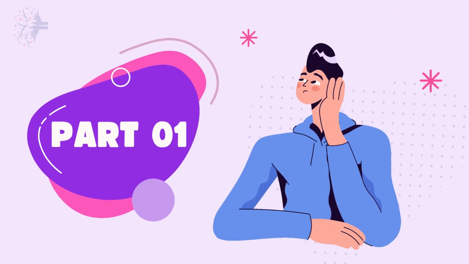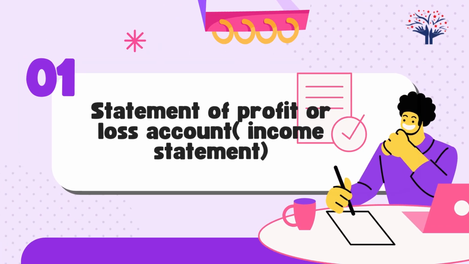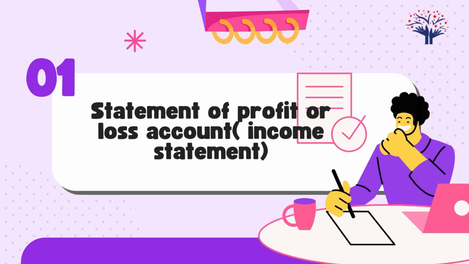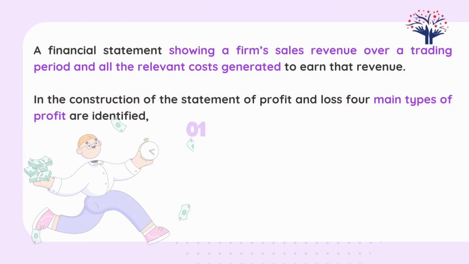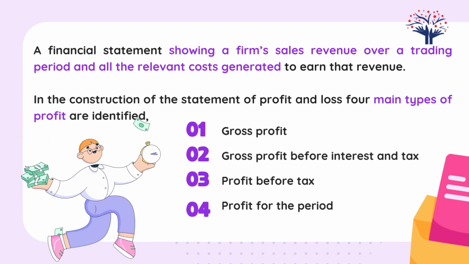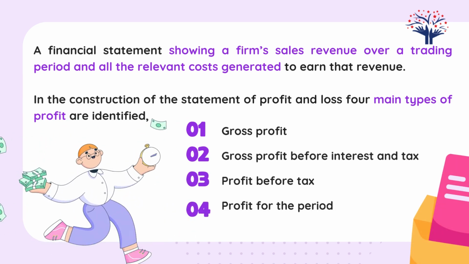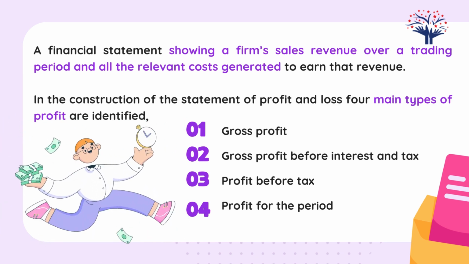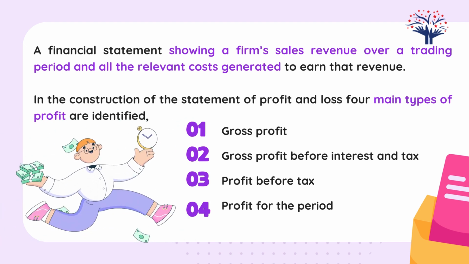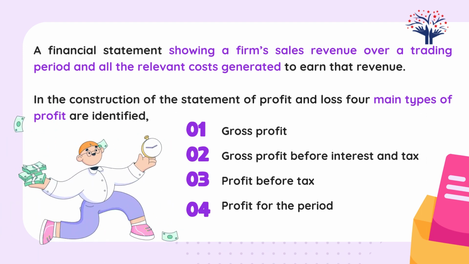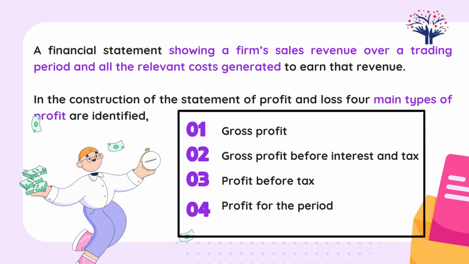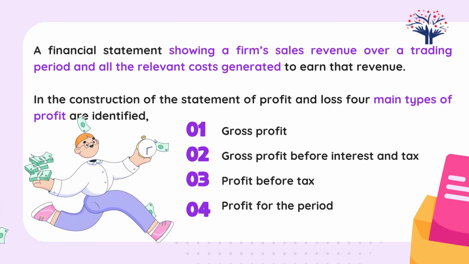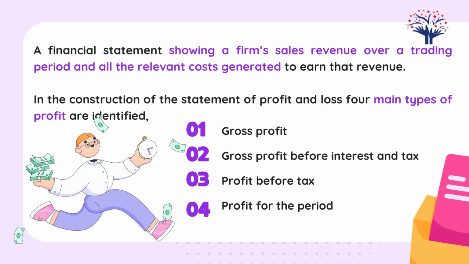Let's begin with part 1 of our series on final accounts. In this part, we'll focus on the income statement, also known as the profit and loss account. The income statement, or statement of profit and loss, is a financial document that outlines a firm's sales revenue over a specific trading period, along with all the costs incurred to generate that revenue. In constructing this statement, 4 key types of profit are identified: gross profit, profit before interest and tax, profit before tax, and profit for the period.